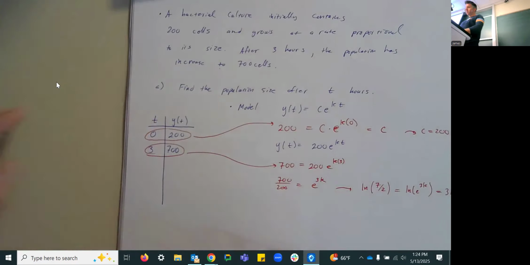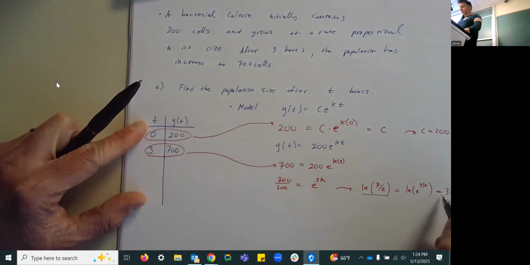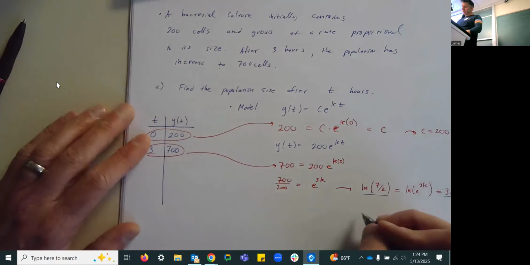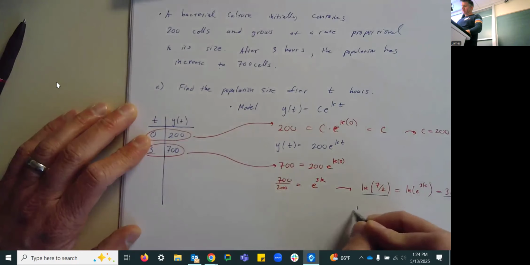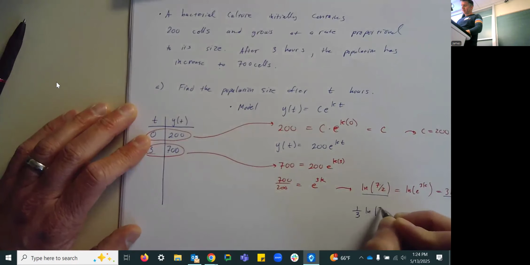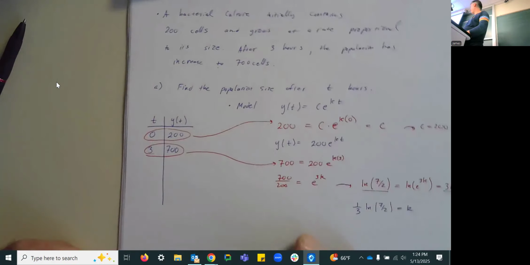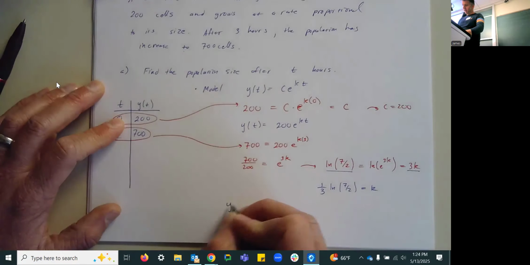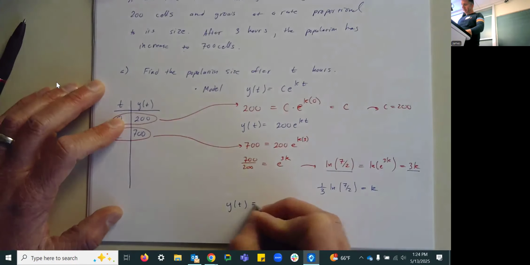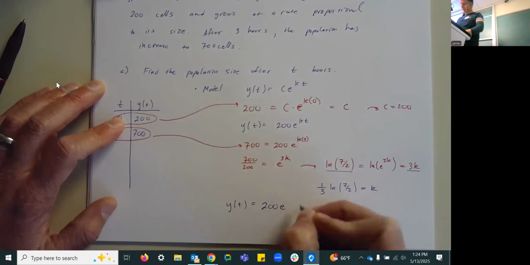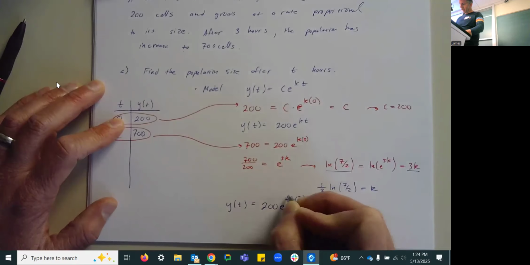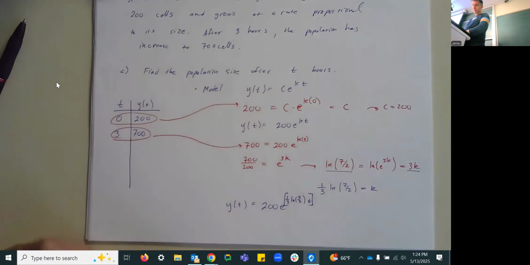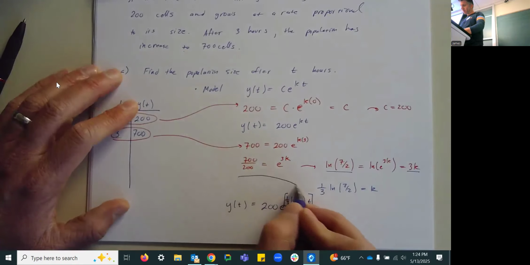So then, from natural log of 7 halves equal to 3k, we're just going to divide both sides by 3, or multiply both sides by 1/3, which is probably how I'd actually write it. You can say that 1/3 times the natural log of 7 halves is equal to k. And now we can write our updated model again as y of t. It's kind of horrible to write, but we're going to write it anyway. It's 200 e to the 1/3 natural log of 7 halves times t. That's your entire exponent there. Sorry, that's a little close for comfort there.